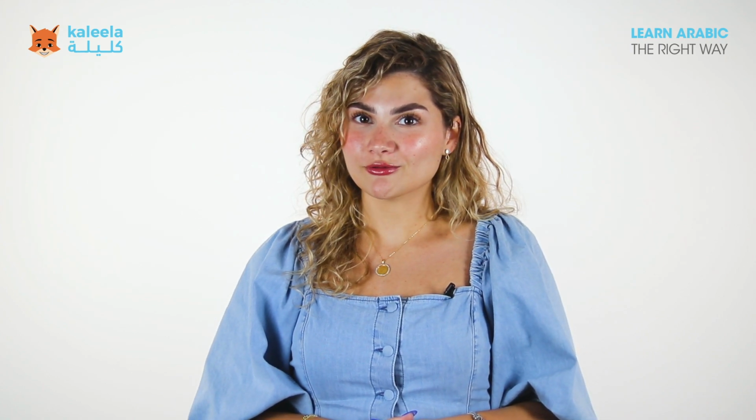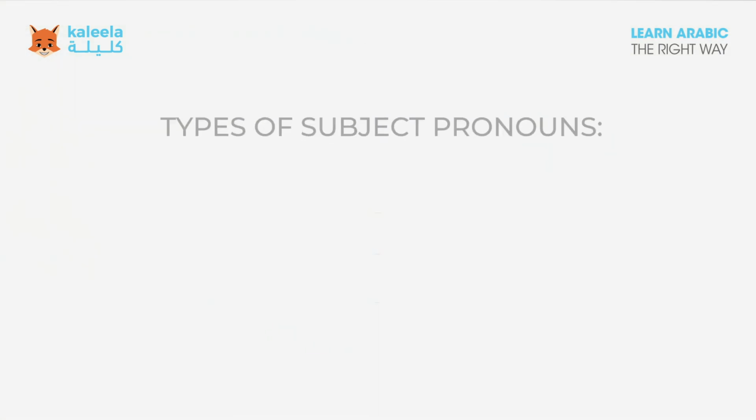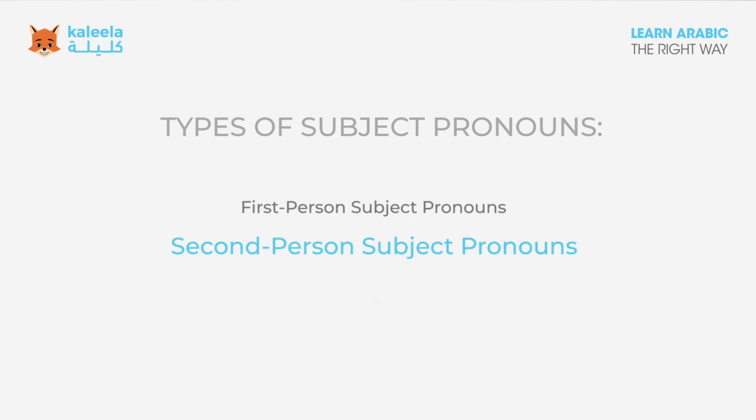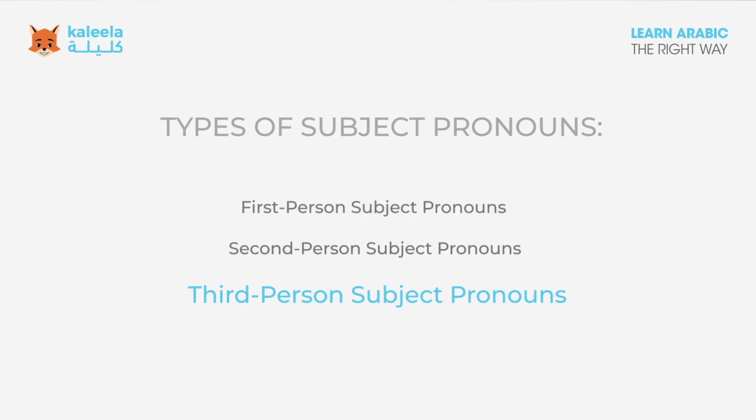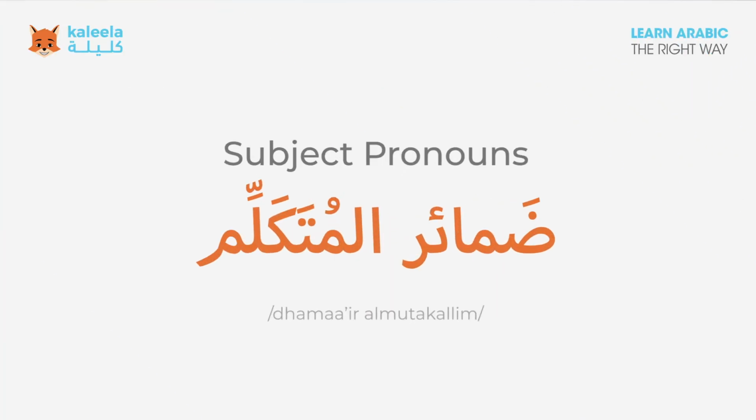Now, let's get to know the types of subject pronouns. There are three types of subject pronouns: first-person subject pronouns, second-person subject pronouns, and third-person subject pronouns. Let's start with the first-person subject pronouns, or as known in Arabic, ضمائر الْمُتَكَلِّم. They represent the speaker or the person referring to themselves.